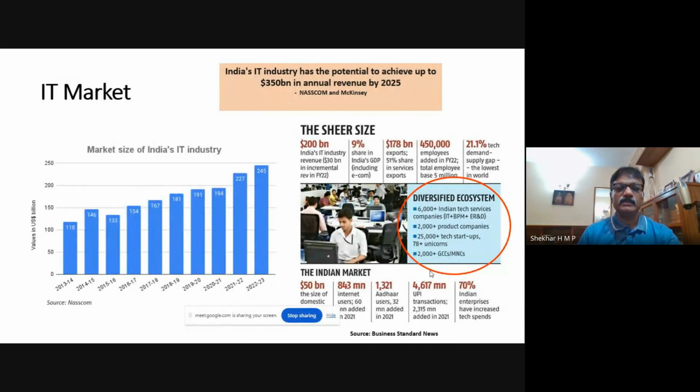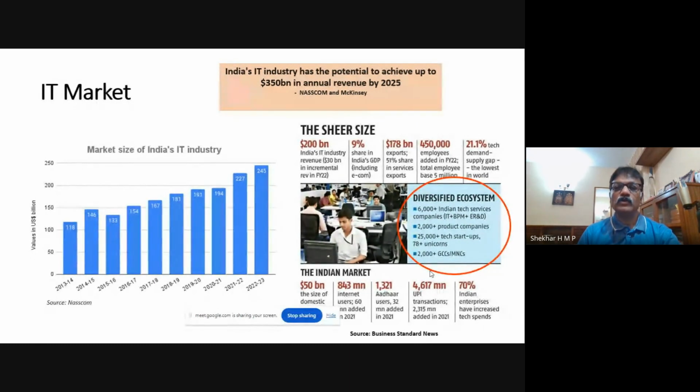If you see the statistics from NASSCOM, India's IT industry revenue is around 200 billion, and we were already at that level in the year 2022. And definitely the IT industry is contributing to India's GDP at a much larger share, almost 9%. You would have looked at and studied these statistics in various research reports and so on, right?